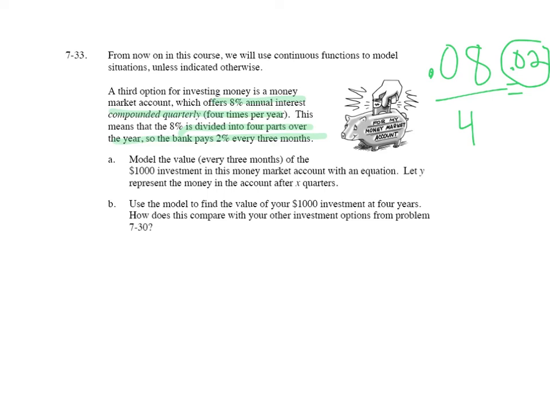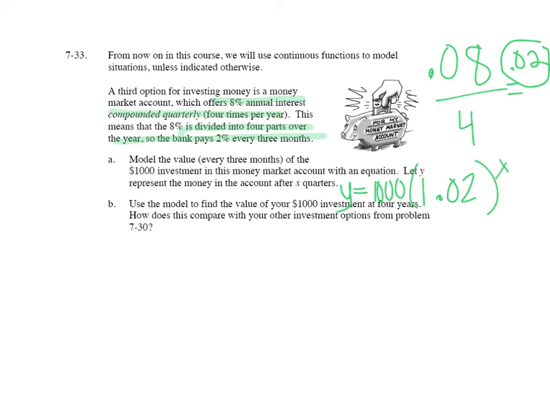So if we want to write this as a y equals rule, it would look like y equals, starts with $1,000, but instead of putting 8%, we're going to put the 2%, 0.02, and we need the 1 in front to make it growth. And then it's exponential, so x is our exponent.